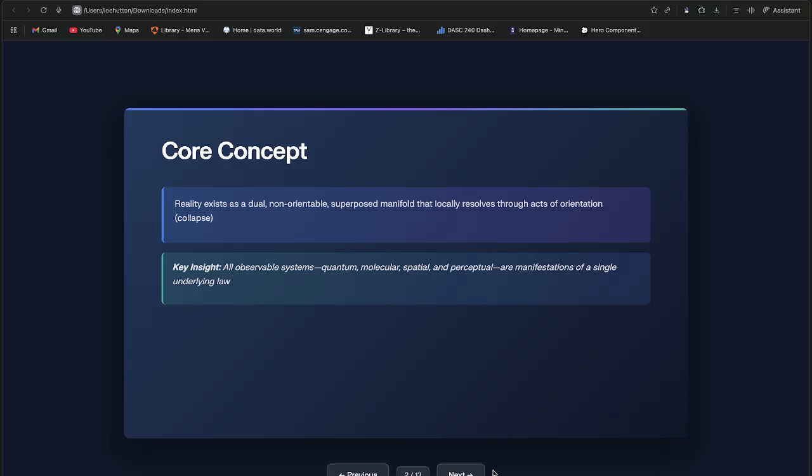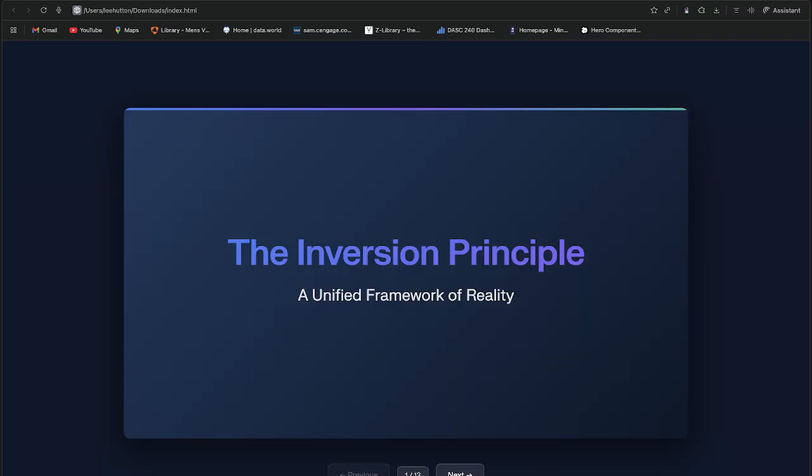And so the core concept really just explains that reality exists as a dual, non-orientable superposed manifold. And local acts of orientation, I was trying to collapse, resolve this duality and generate the structured asymmetries that we observe. The manifold's topology, though, shapes everything from spin to perception. And so this will include all observable systems, quantum, molecular, spatial, and perceptual. And this would just be a single manifestation of the inversion principle.